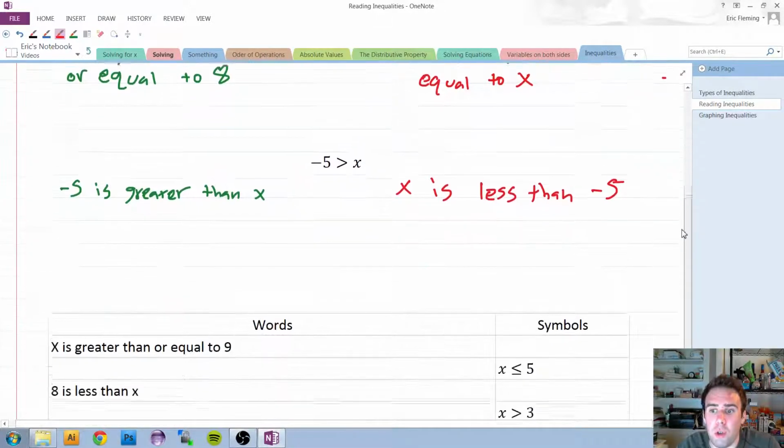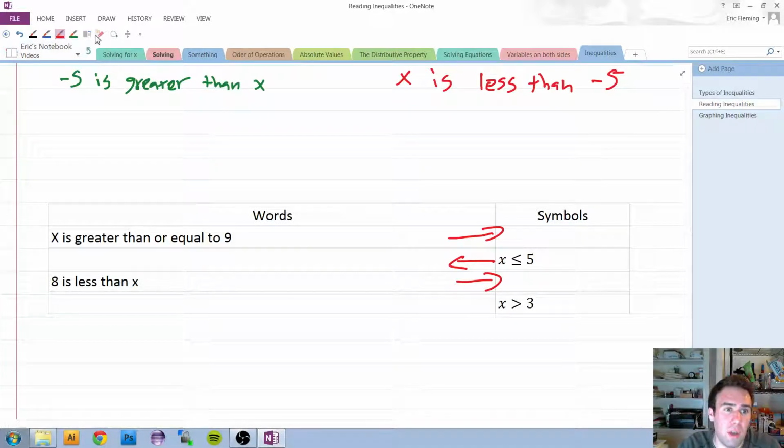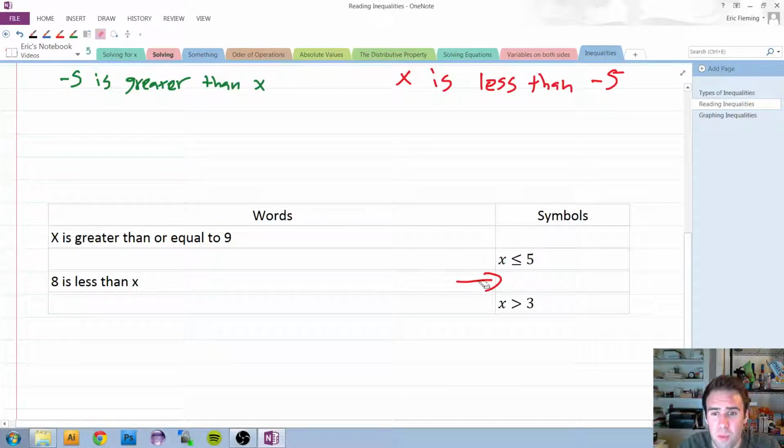Now we're going to do a short little challenge. So at this point, I would like you to pause the video and see if you can transition between changing the words to the symbols or changing the symbols to the words. So write it down on paper, take a minute or so, pause the video, and test these out. I'll just wait here for a few seconds while you pause.